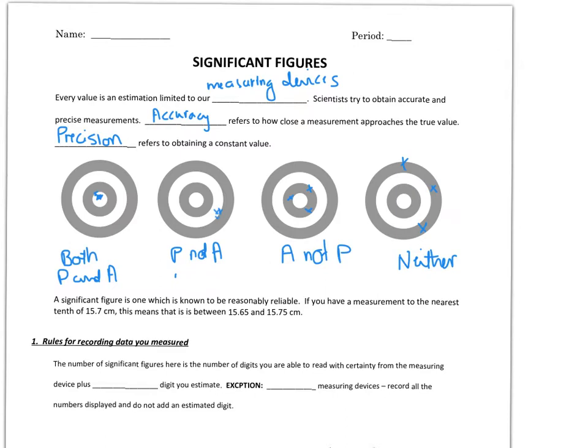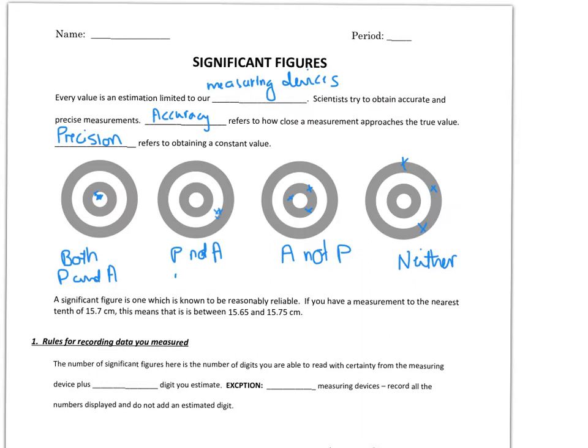Again, our measurements are all limited by how precise our measuring devices are. For example, if you see a measurement written down as 15.7 centimeters, that last digit is really an estimate. That 0.7 centimeters is really an estimate. It's anywhere between 15.65 and 15.75, and we'd measure it as 15.7.